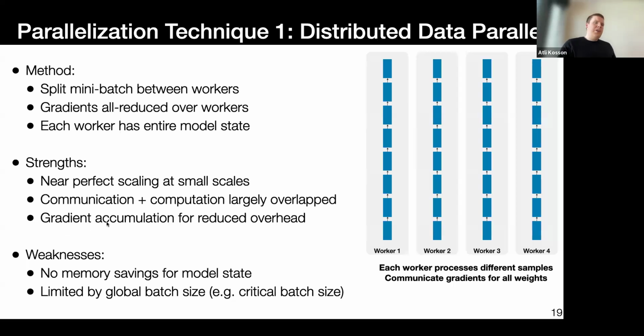Yeah, and if you have some critical batch size to spare, you can even do multiple forward and backward passes, accumulating the gradient on each worker before communicating the sum from each gradient, which will reduce your communication overhead even further, but it's only possible if your critical batch size is large. The weakness is basically you get no memory savings, and the critical batch size in the end is going to limit how far you can scale this.